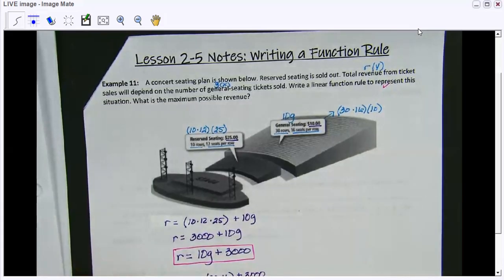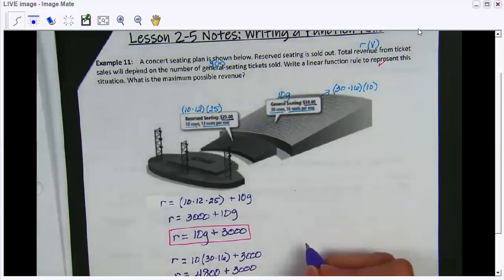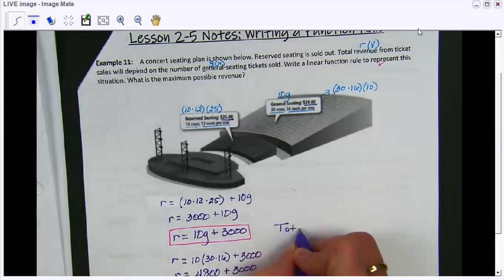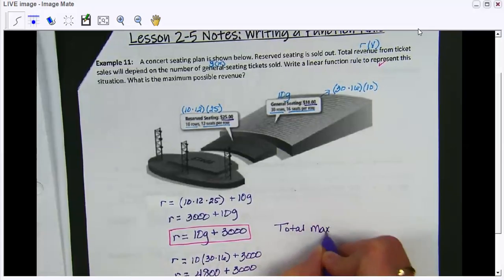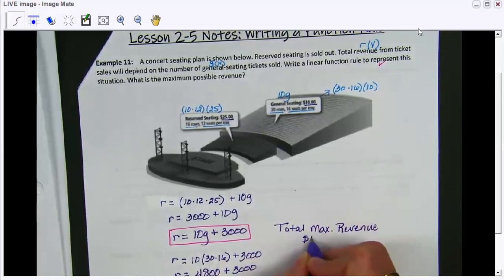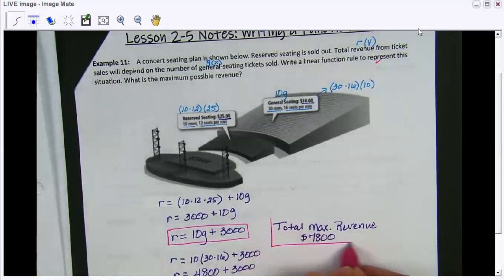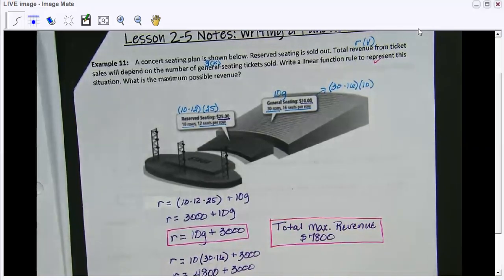Okay, so now we're just going to solve all this. So 10 times 30 times 16 is 4,800. We tack on the 3,000. R equals 7,800. So total revenue, or total max revenue, is $7,800. Don't forget your dollar sign. Okay. There we go.